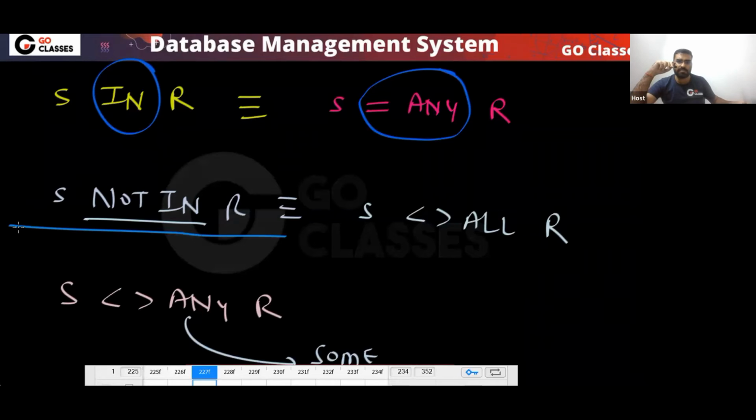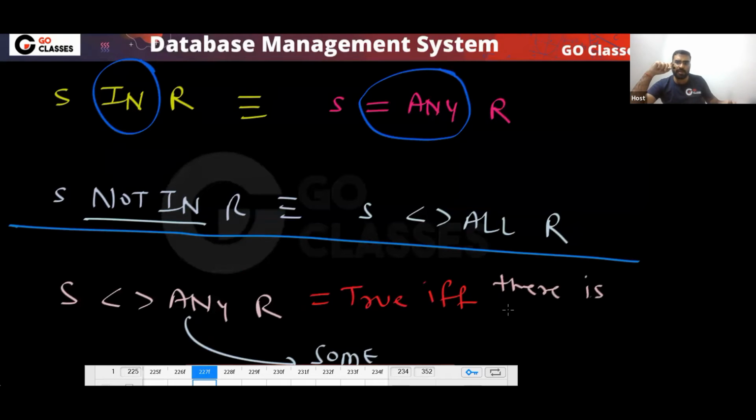What does it mean? S is not equal to any, so it means S is not equal to some R. Yes or no? There is some tuple other than S in R. So this will be true if and only if there is some tuple other than S in R. Agree or not? Yes or no?